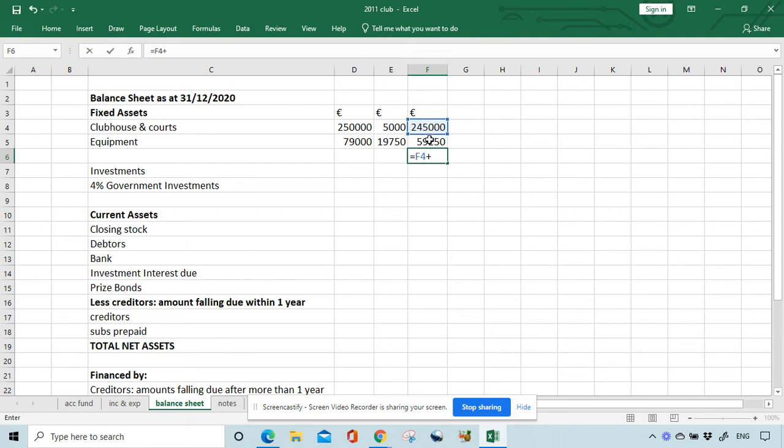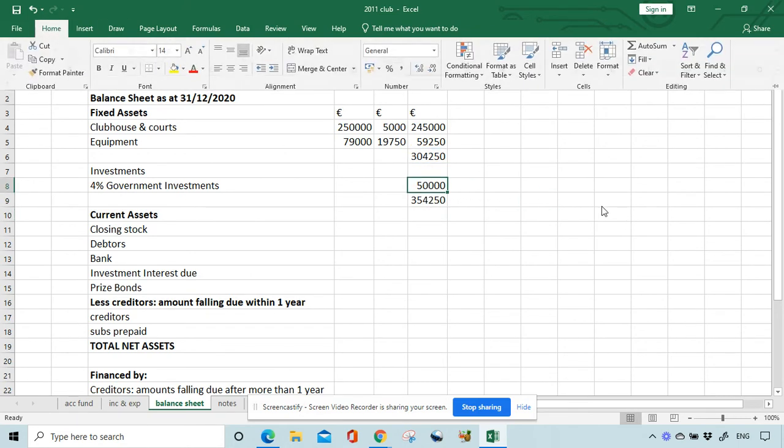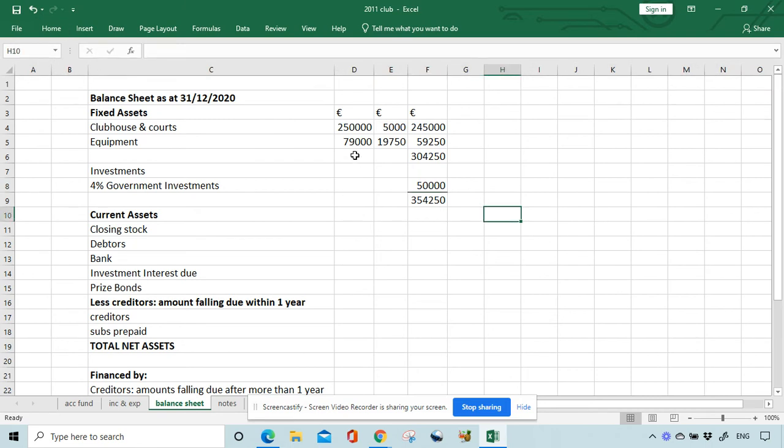So our fixed assets total 304,250. Our government investments we worked out at the beginning, 50,000, gives us assets of 354,250. Okay, I'm just going to total these to make it tidy.